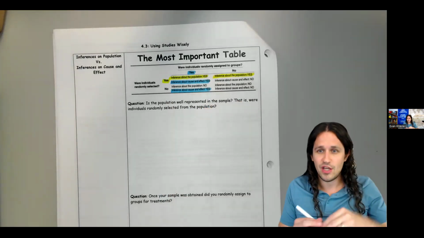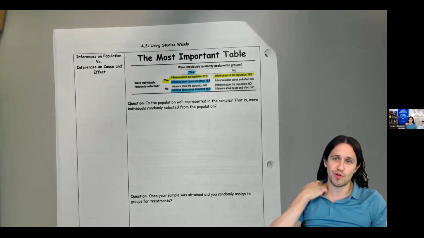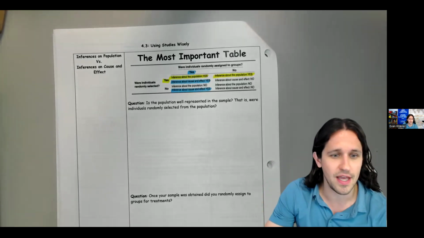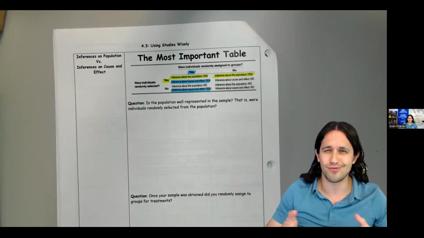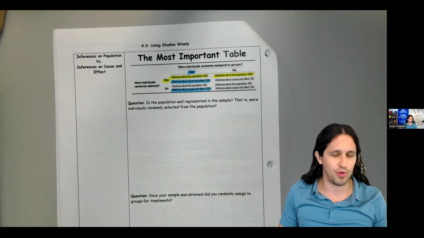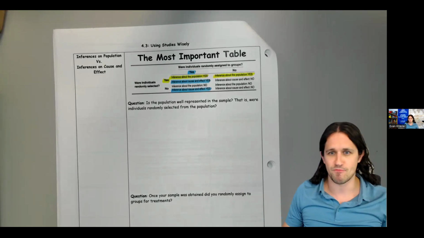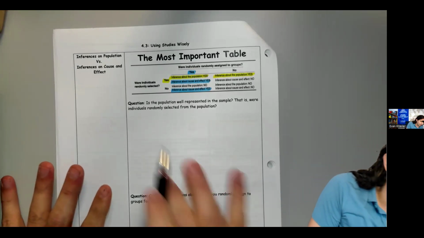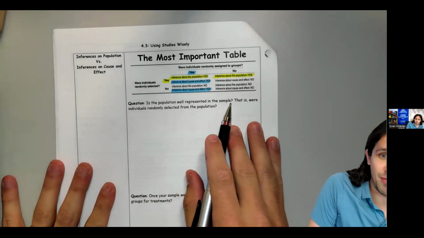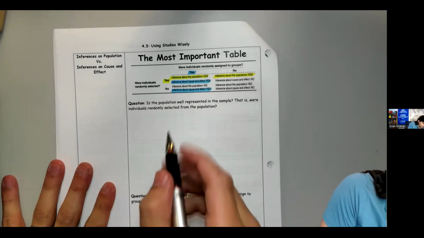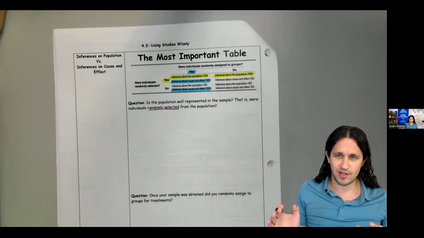So we've got kind of these two random things, and these two random things have a large influence over how broadly we can apply the conclusions of the study, whatever kind of study it was. So, first question, is the population well represented in this sample? That is, were the individuals randomly selected from the population? Let's write some things down.